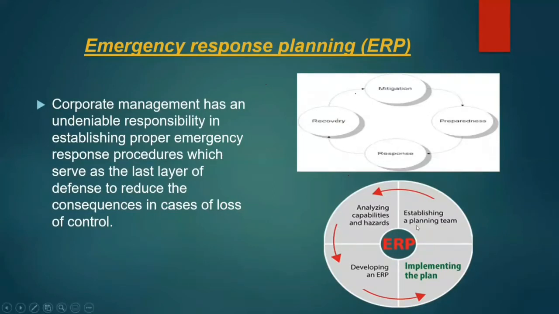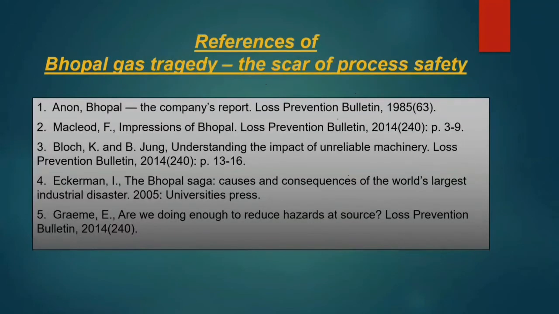In this figure, we show the basic cycle implemented: plan, do, check, act in emergency response procedure. By setting a plan, implementing it, or doing, then checking if the system is working or not, then acting on whether it needs to improve or not. On this page, I highlighted the references for the Bhopal disaster. You can check these references and you will get more details about this disaster.